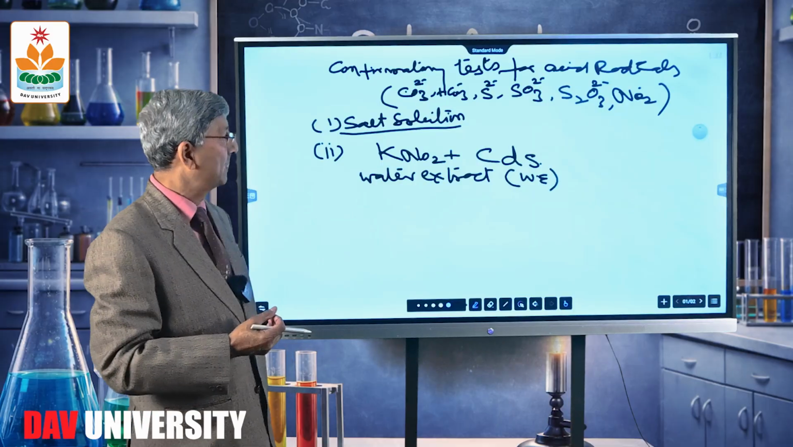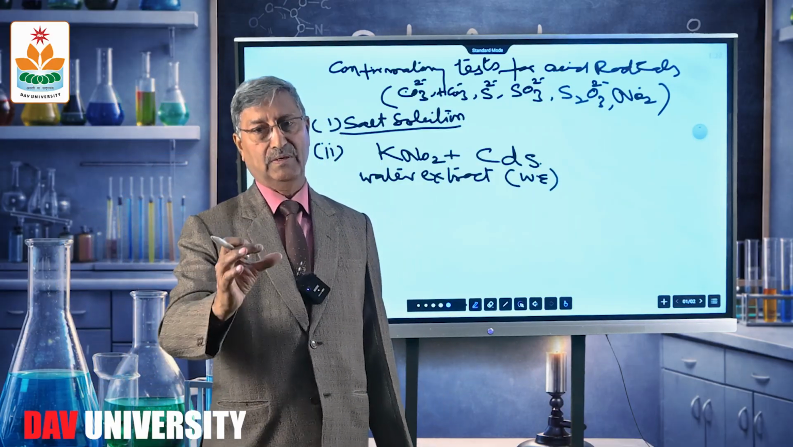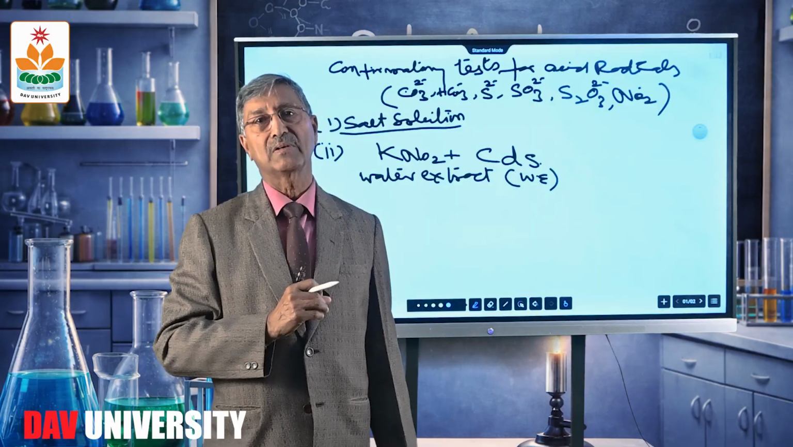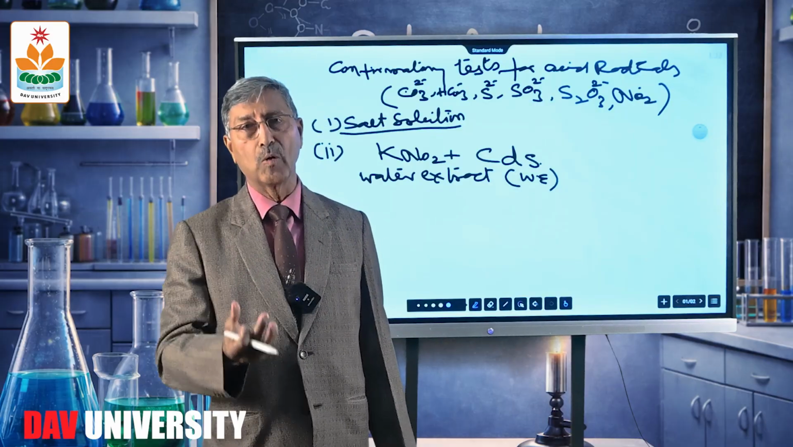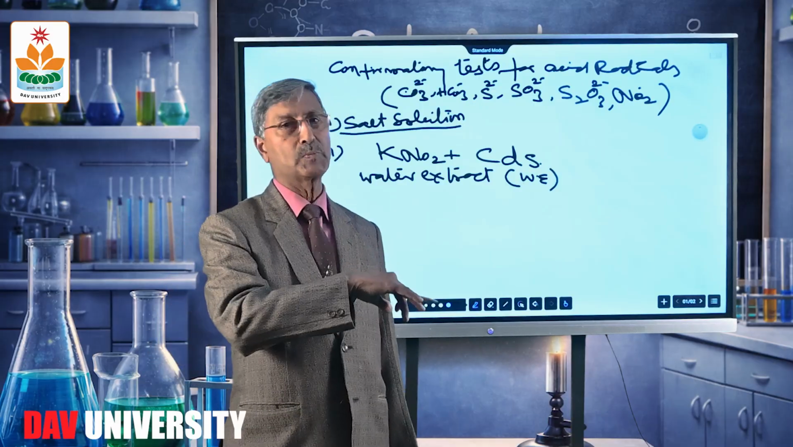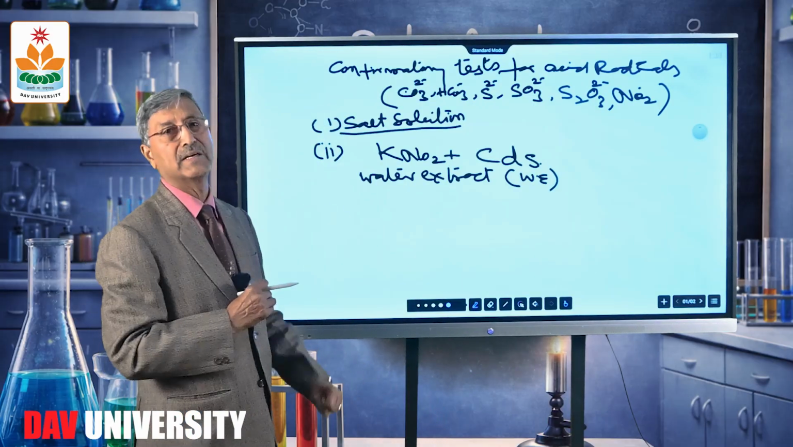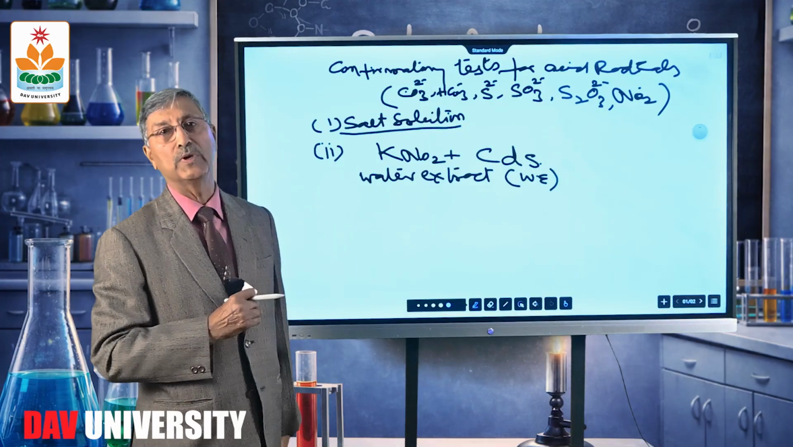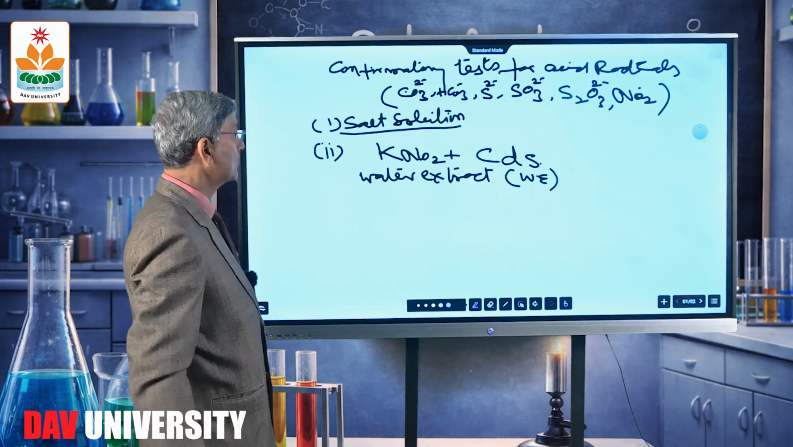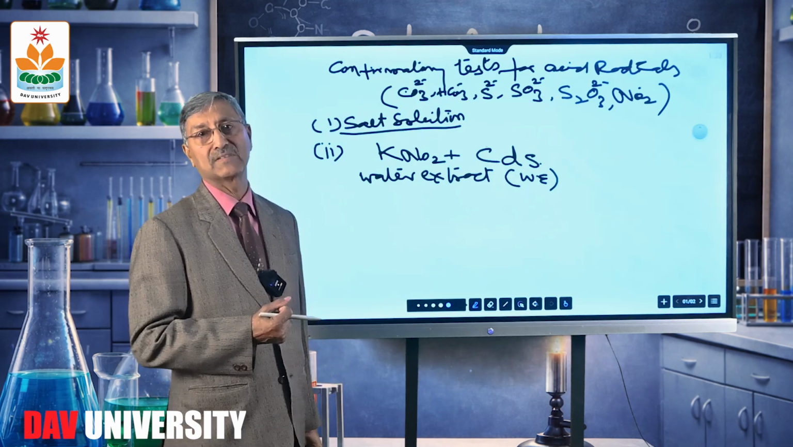So in this case, what happens? Again, the same thing, about 1 to 2 grams of the salt. We take about 10 milliliters of water, we shake it, then we warm it a little. Salt will not be completely soluble. Then this suspension is filtered, and the filtrate thus collected is known as water extract, or WE. So this is the second solution which we use in the confirmation of acid radicals.